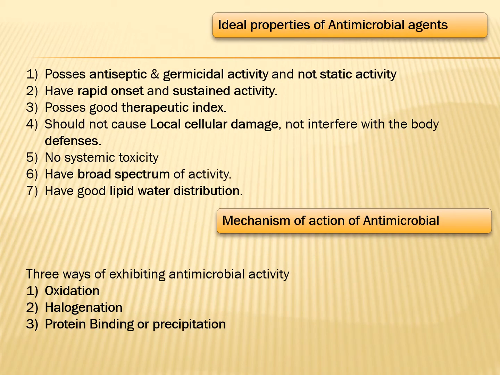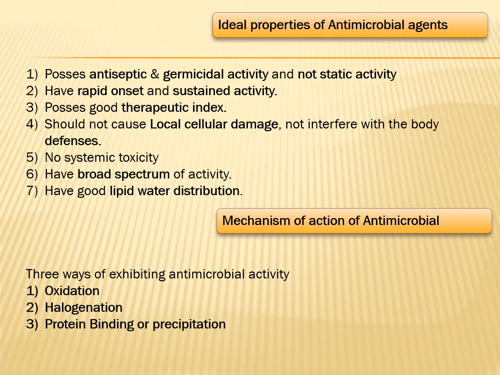Secondly, we have to see the ideal properties of antimicrobial agents. Antimicrobial agents should possess antiseptic and germicidal activity, not static activity. It should have rapid onset of action and sustained activity. It should possess a good therapeutic index, that means it gives the maximum biological activity. It should not cause local cellular damage, and not interfere with the body defenses. No systemic toxicity. Have broad spectrum of activity and also have good lipid water distribution.